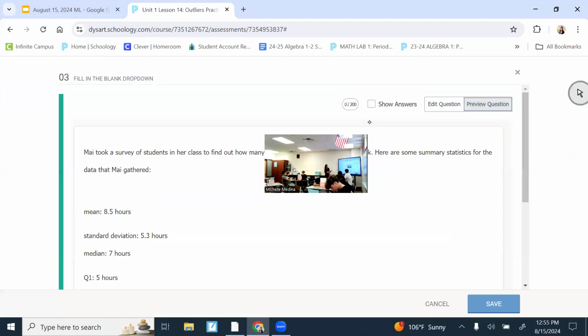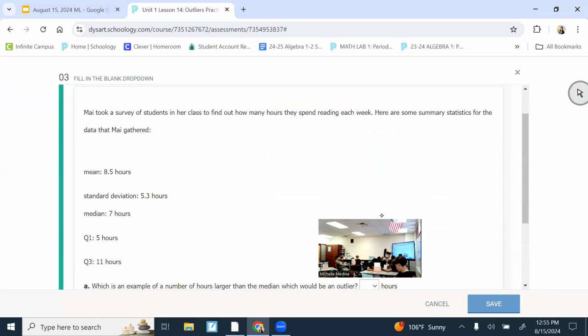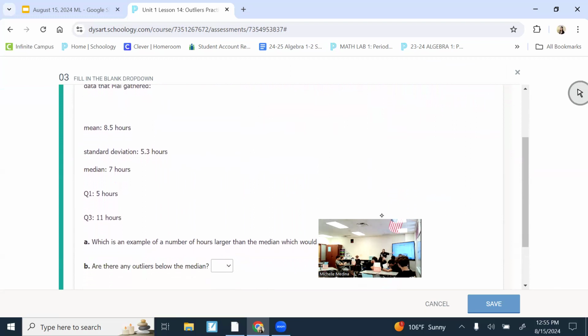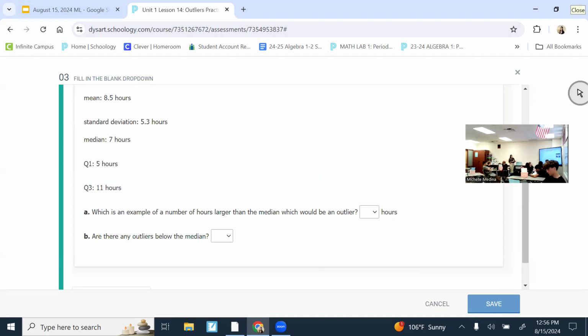So Diane took a survey of students in her class to find out how many hours they spend reading each week. Here's summary statistics for the data she gathered. So they didn't make you type it all up. They're actually not even showing you the data. They're just providing you the summary statistics. It says, which is an example of a number of hours larger than the median, which would be an outlier. So my median is 7. That means my middle number is 7. And we're examining 15 and 22.